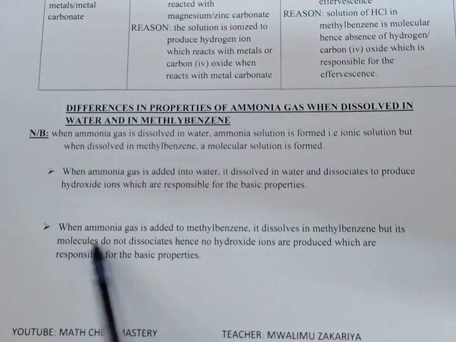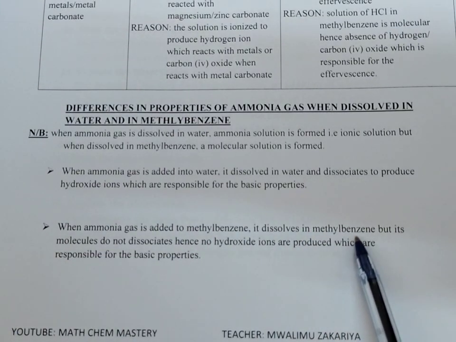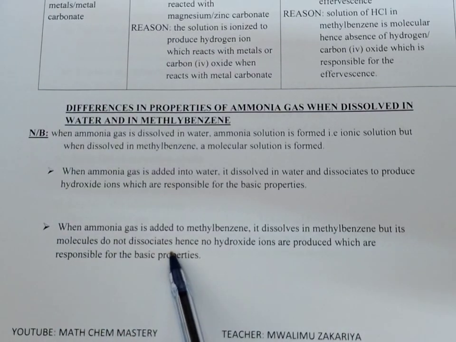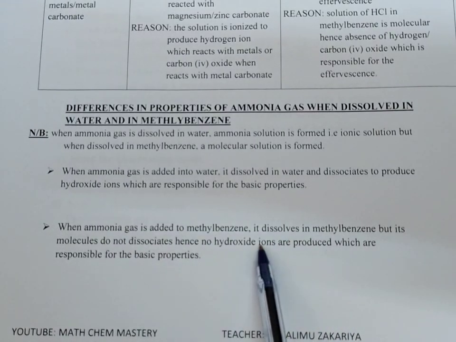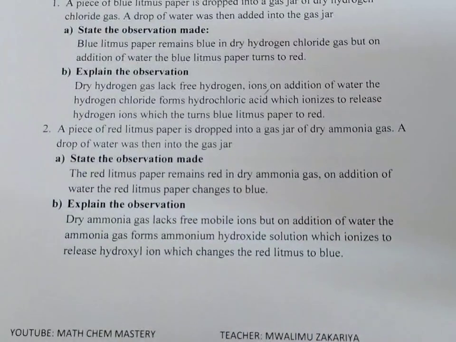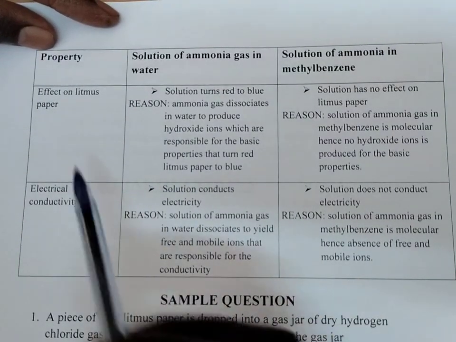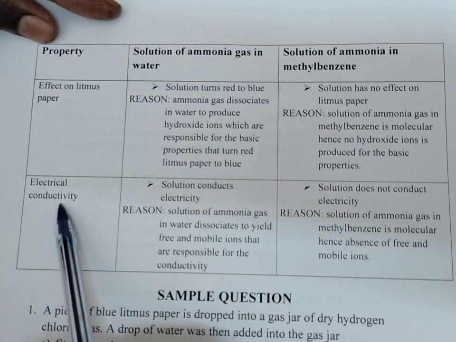But when ammonia gas is added to methyl benzene, it dissolves in methyl benzene, but its molecules do not dissociate. Hence, no hydroxide ions are produced, which are responsible for the basic property. If there is no hydroxide ion produced, there is no basic property. Let's see now the different properties of ammonia gas. We have two: the effect it has on litmus paper, and its electrical conductivity.